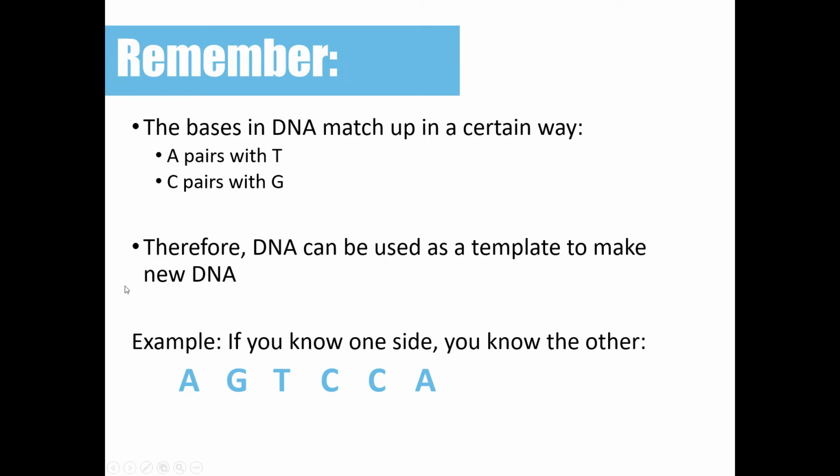So I gave you an example in the last lesson where I gave you half of a strand of nitrogenous bases for DNA, and then I asked you to use base pairing rules to find the complementary strand. And so here we have adenine, guanine, thymine, cytosine, adenine. So if we use base pairing rules, we might get something like this for our complementary strand. And again, A always pairs with T, C always pairs with G.